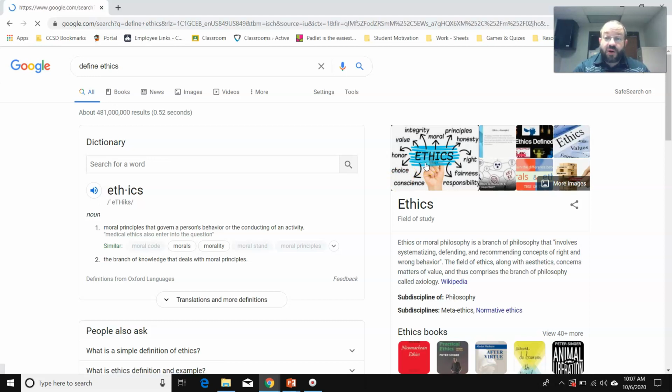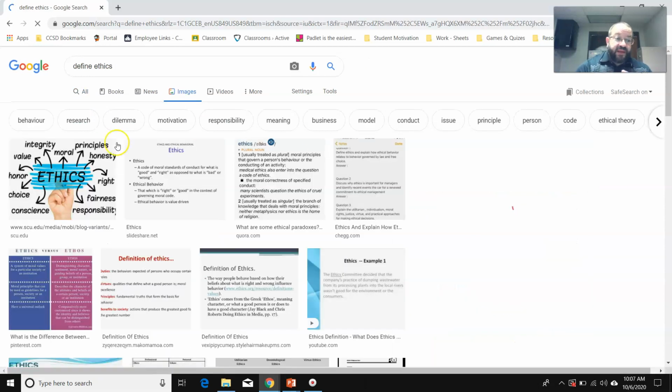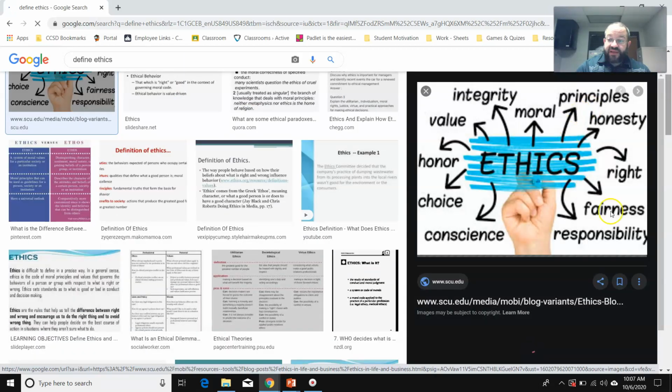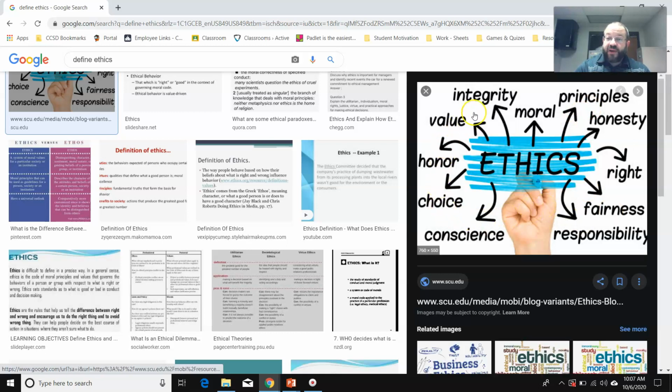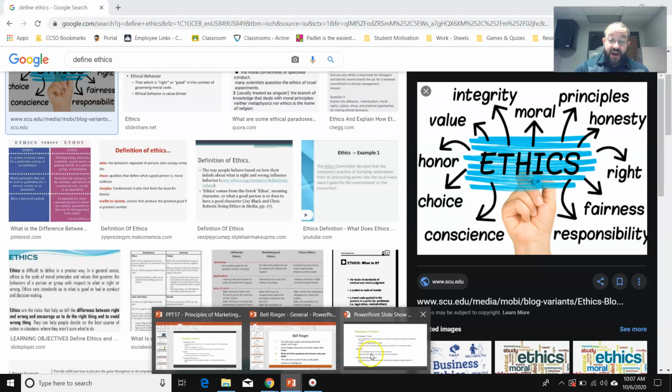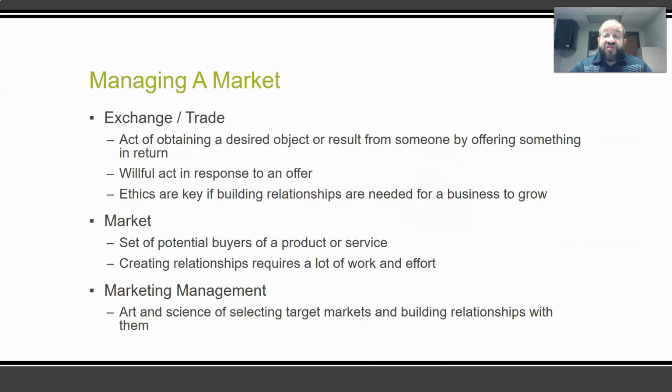Further, let's take a look at this word cloud right here and see if we can get it to pull up. Sorry, I didn't do that before, so it's still thinking. There we go. Words that branch off of ethics include integrity, doing the right thing, morality, positive principles, honesty, doing what is right, fair, responsibility, conscience, which might be making those choices, honor, and of course, value. Let's get back to the PowerPoint itself. This is key if building relationships is needed for the business to grow.